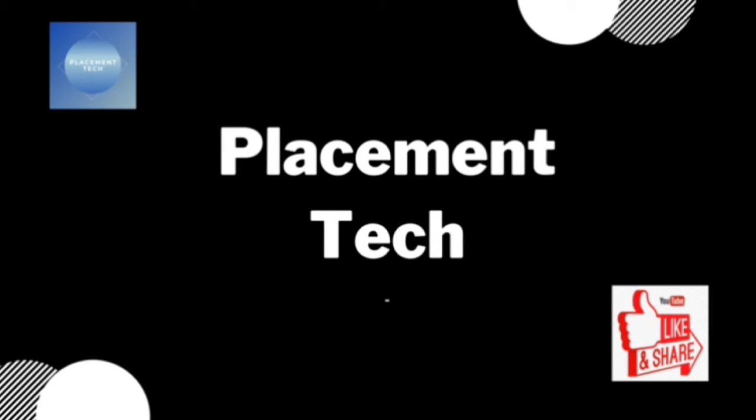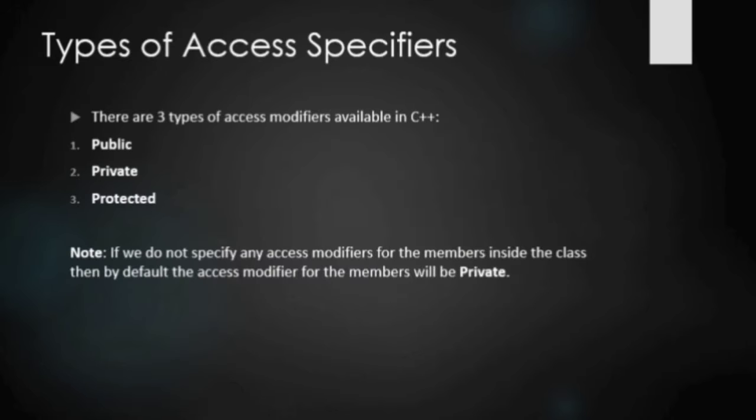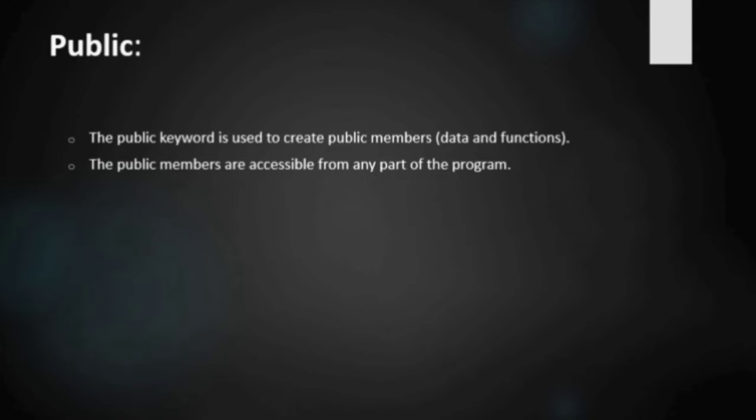In this video we discuss access specifiers. So let's start the topic. Access specifier. There are three types of access specifier: public, private, protected. If we do not specify any access specifier for the member inside the class, then by default the access specifier for the member will be private. This is very important. And first we discuss the public access specifier.